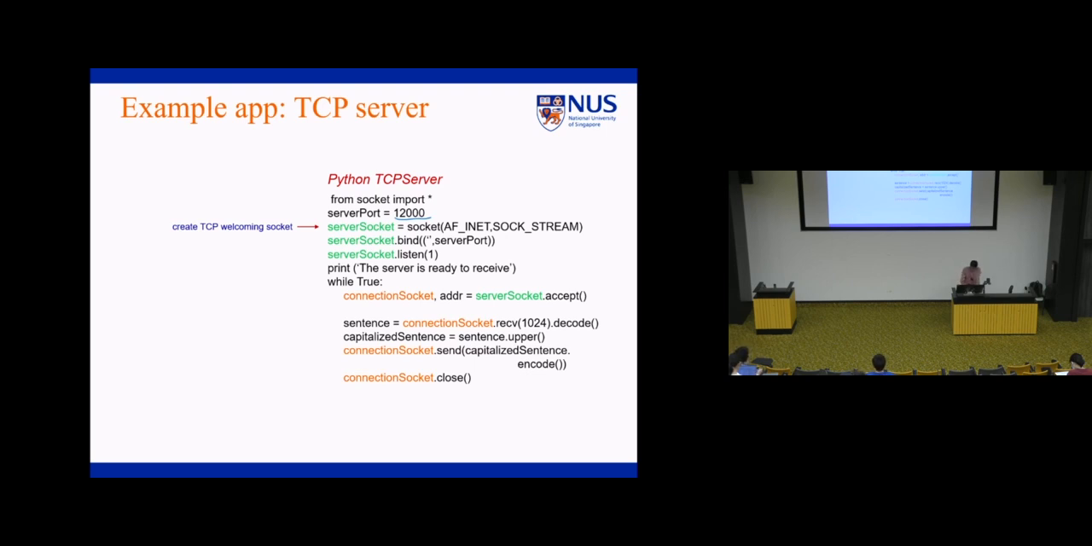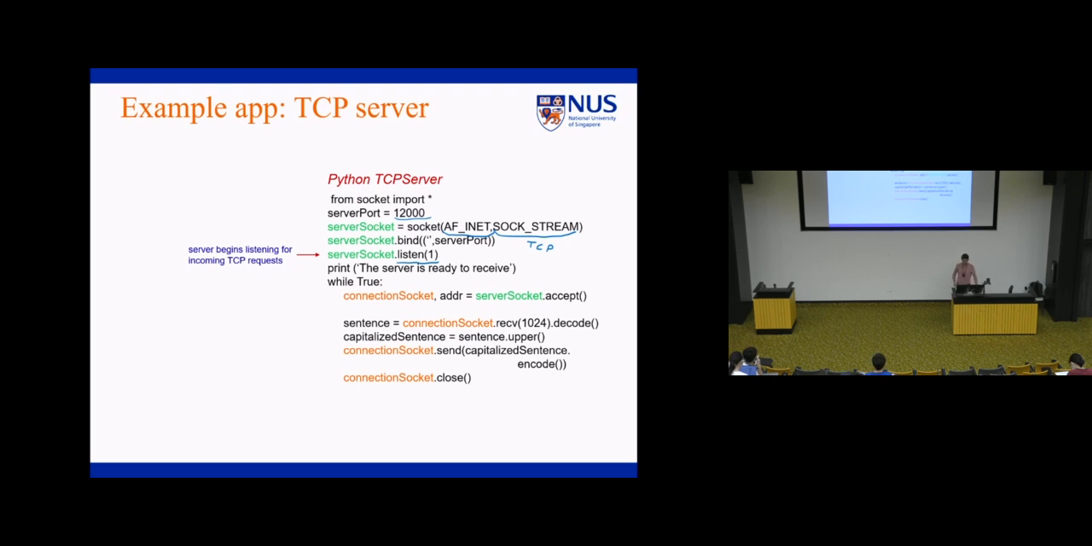Now the server socket is created, a socket object is instantiated here. Again, we are using IPv4 and indicating this is a TCP socket. With the bind method, we are binding the port number into that socket, and we keep listening for one packet. We are printing this line: the server is ready to receive.